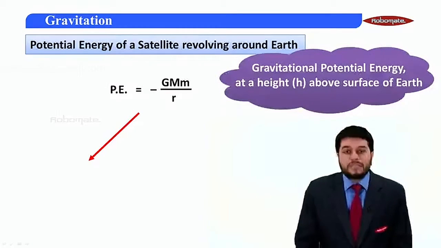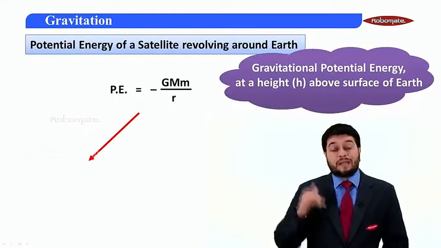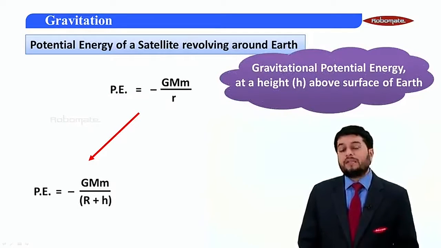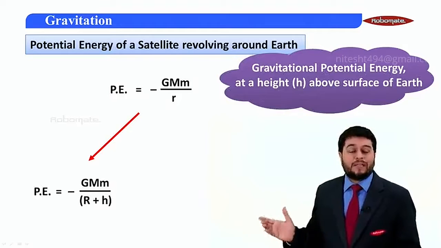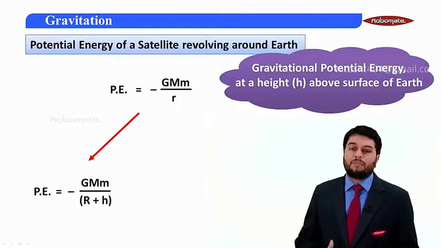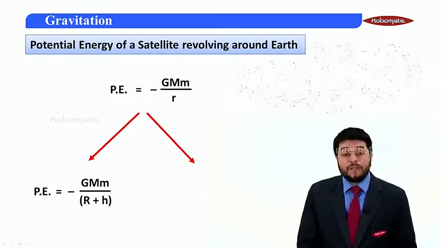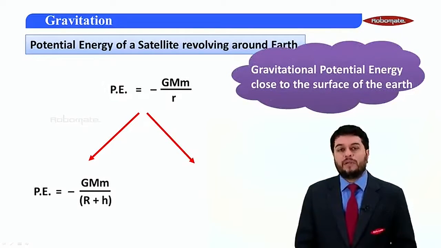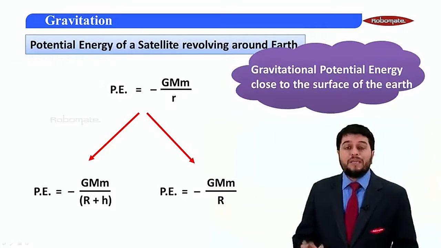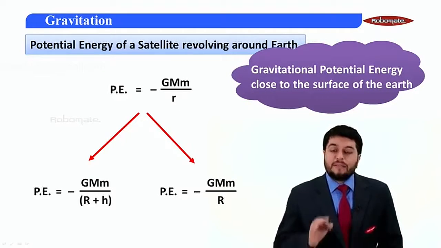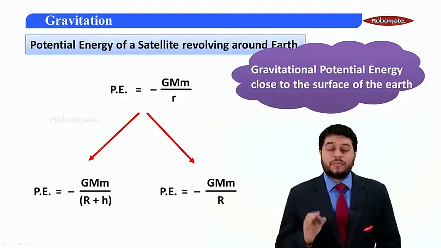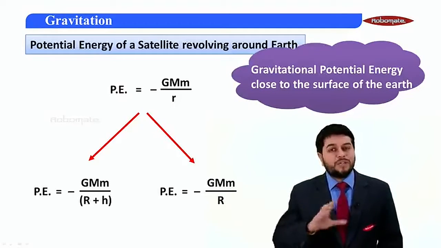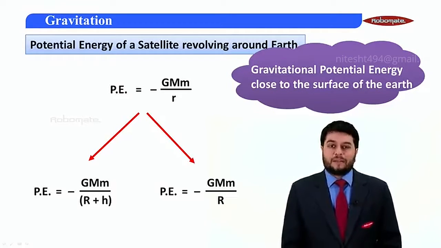Now if the satellite is at a considerable height above the surface of the earth, then the formula is written as PE is equal to minus GMm upon R plus h. And if it is very close to the surface of the earth, then h is negligible and the formula becomes PE is equal to minus GMm upon capital R. Remember these fundamental formulas for potential energy of a satellite.